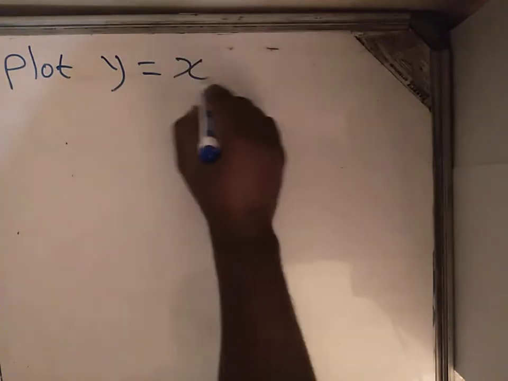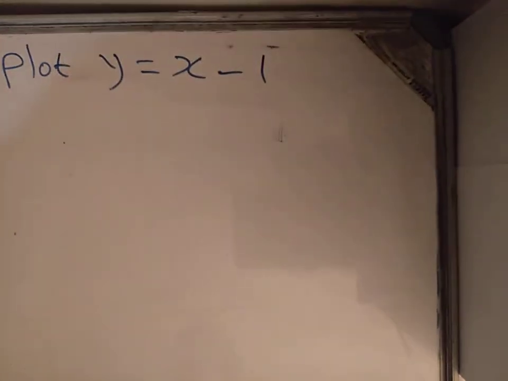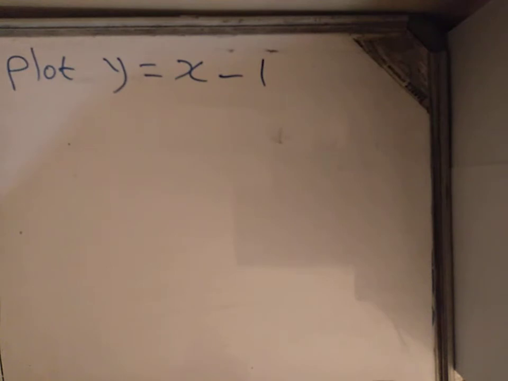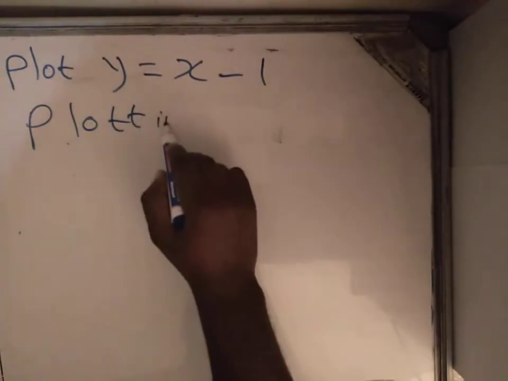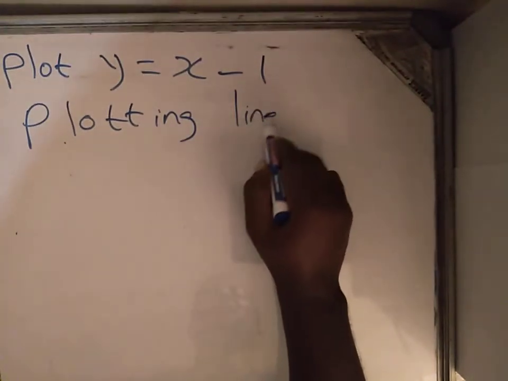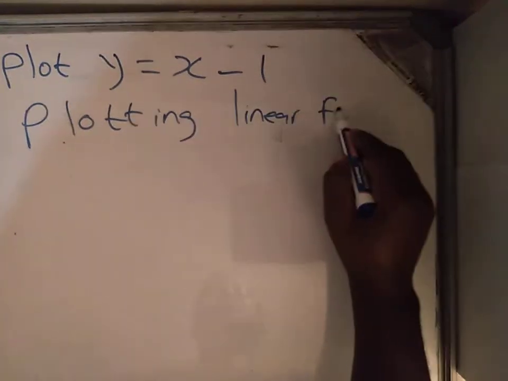Now let's say plot y is equal to x minus 1. Here is a problem. You are supposed to plot y is equal to x minus 1. So how do you do this? Guys, when you are plotting linear functions, let me just write it down. Plotting linear functions.